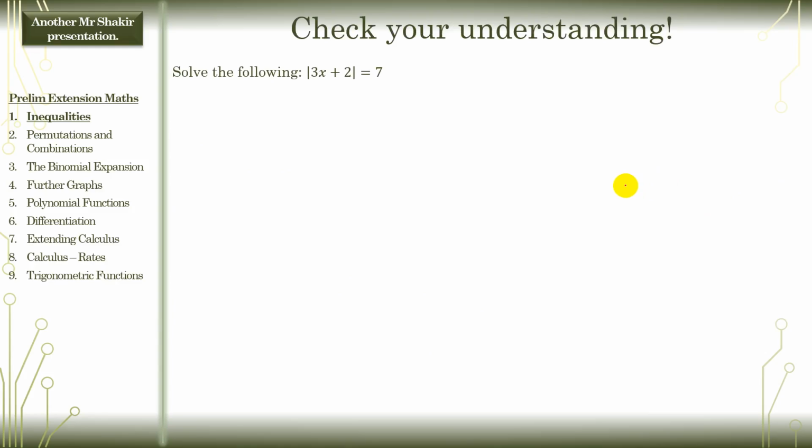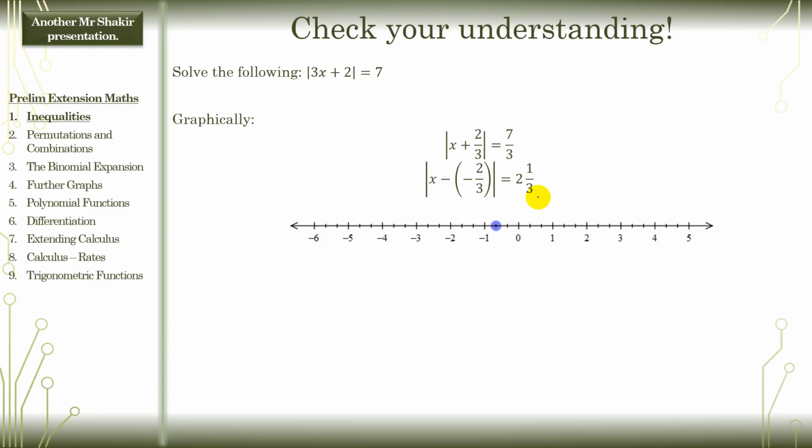Again, make sure you have the coefficient of x equal to 1 and you need a negative sign in between. I'm assuming you paused the video and given it a go. Let's check your work. Graphically, first I have to get rid of the 3, so divide everything by 3, you get something like this. Then we use that negative sign trick, right? So the distance of x from -2/3 is 2 1/3.